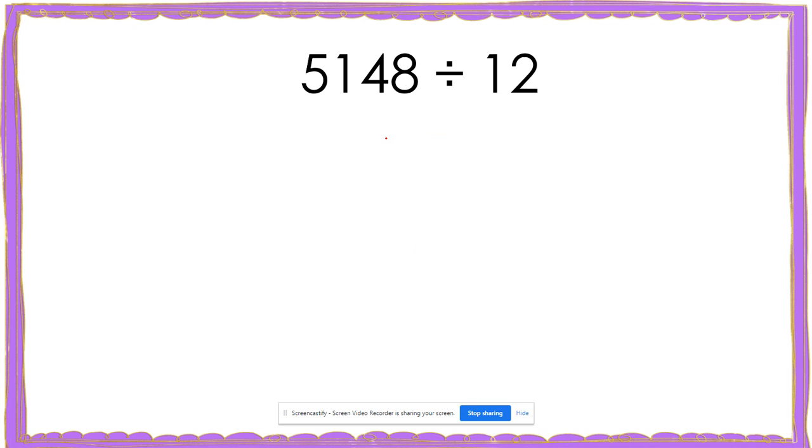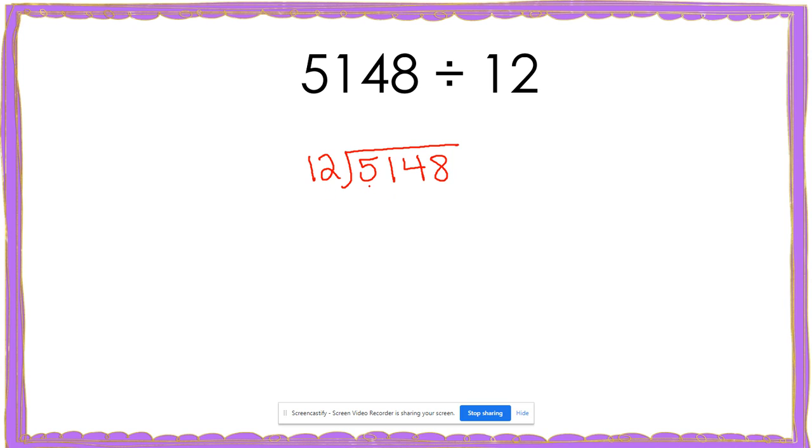This problem is 5,148 divided by 12. Again, I'm going to start with my dividend, which is 5,148, and I'm going to write that inside of my long division symbol. My divisor of 12 will go on the outside. Now I'm going to divide every digit in my dividend by my divisor of 12.